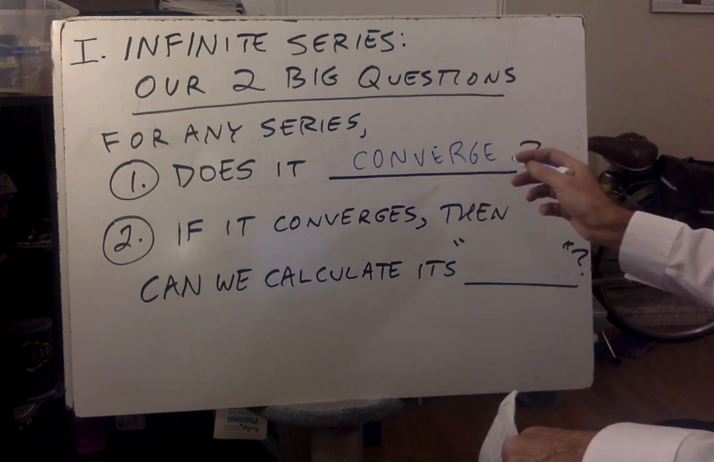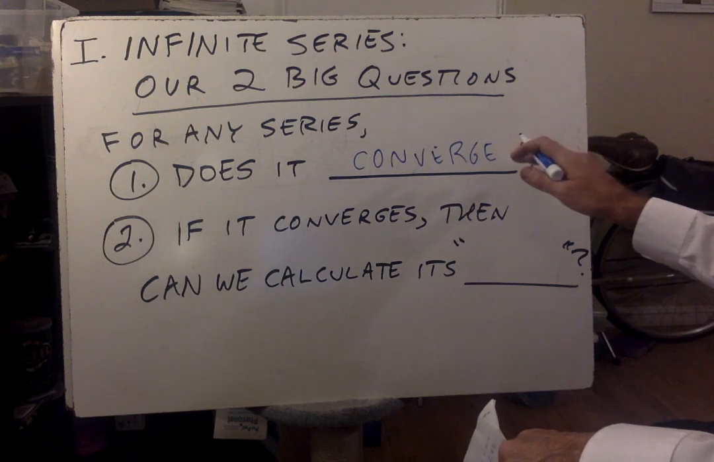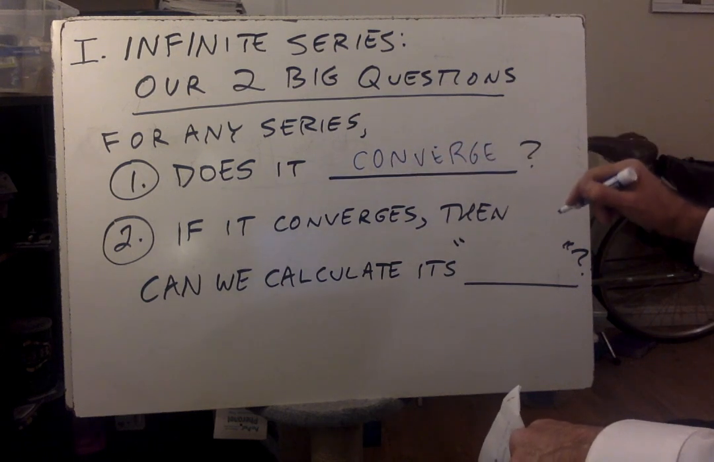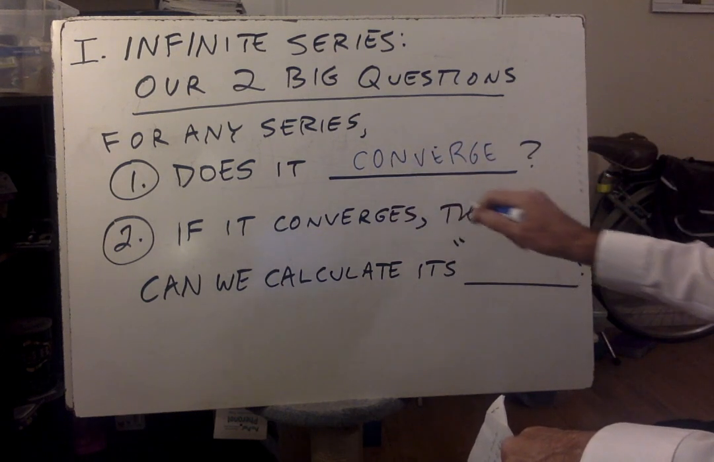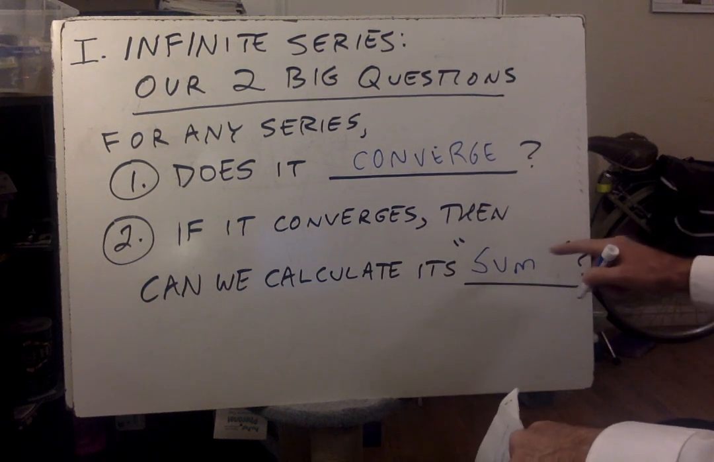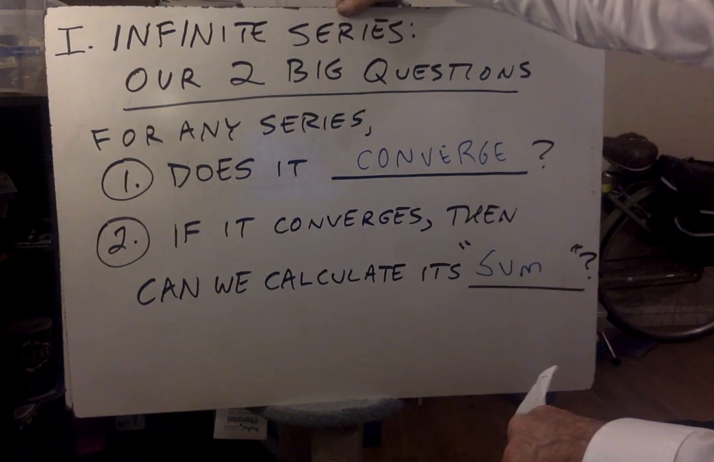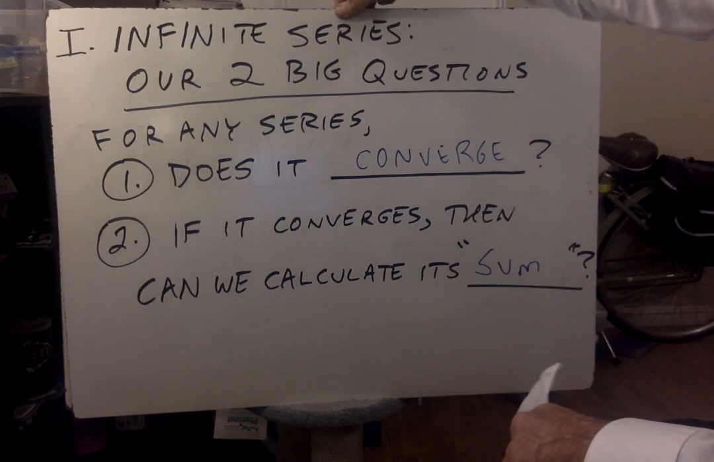Because if it doesn't converge, if it diverges, then the series is useless. We have absolutely no use for it. So this is very important in real mathematics. If it does converge, then can we calculate its "sum"? And I put sum in quotation marks because that's not a true sum. That's defined the way we defined it in the previous video. So those are our 2 big questions.